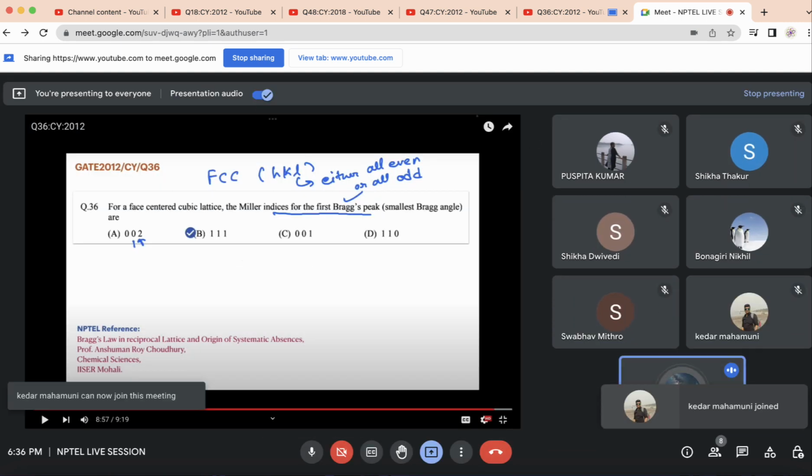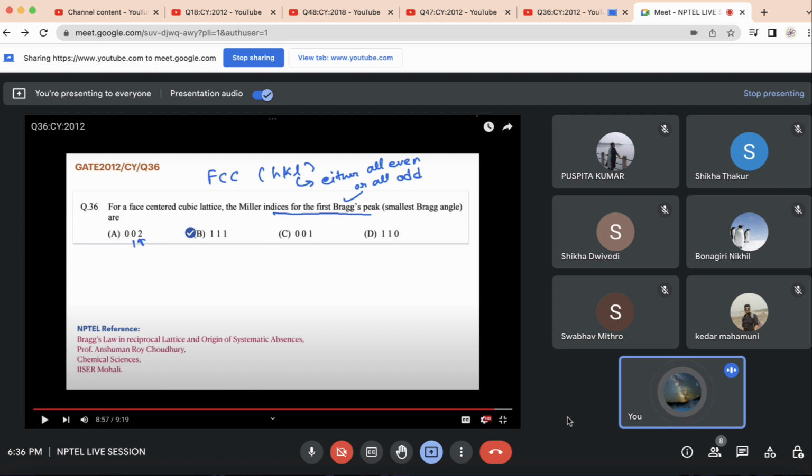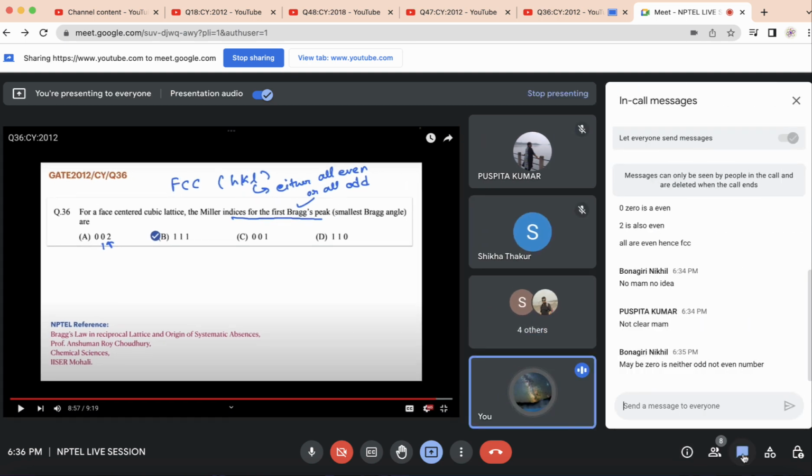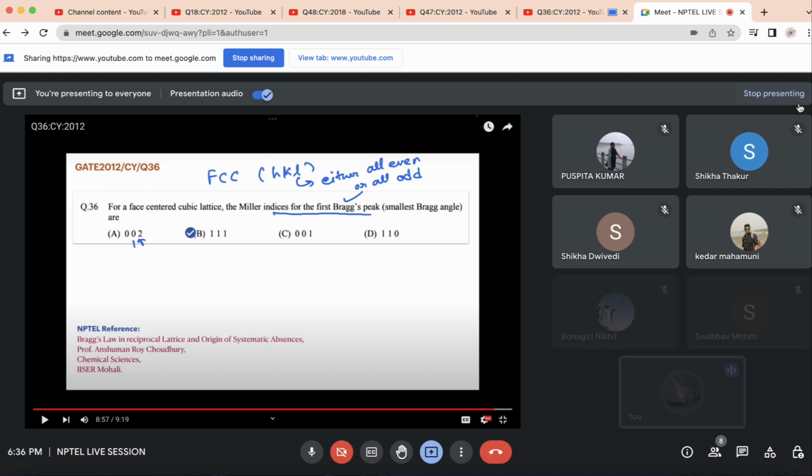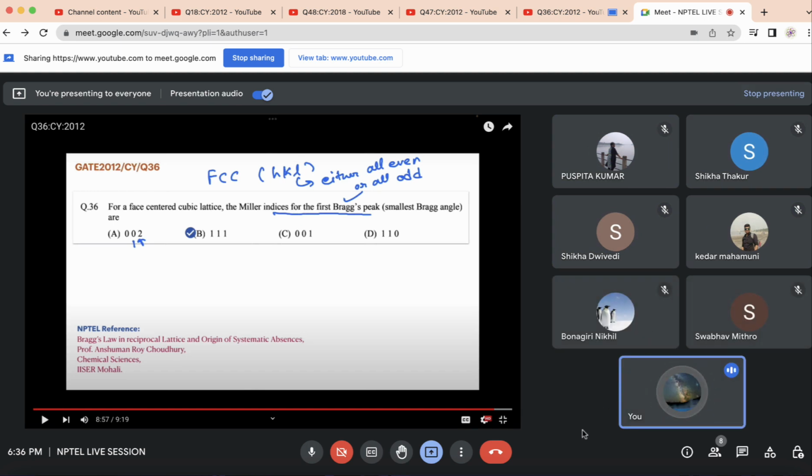So someone has just joined. Kedar, if you don't mind, then we have a problem on our hands. This is from GATE 2012, question number 36. If you have solved this problem earlier, you can join in the discussion and tell us how to approach this one.